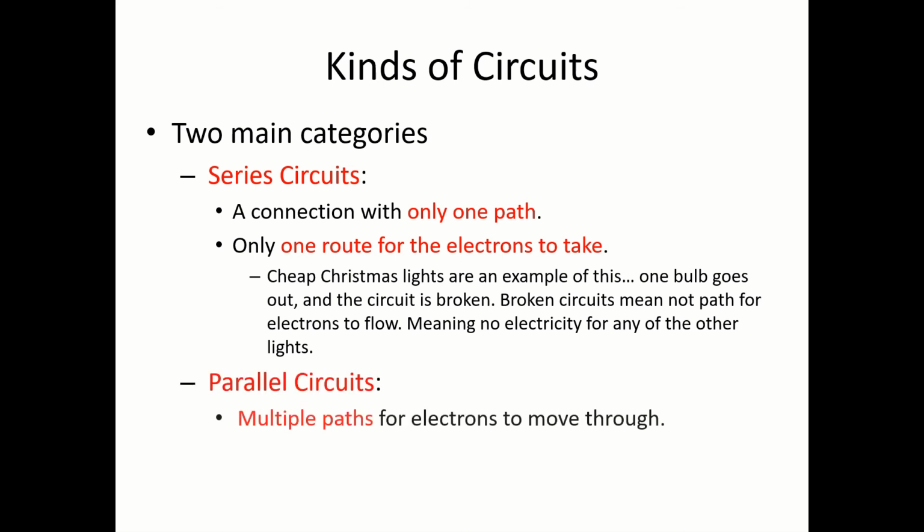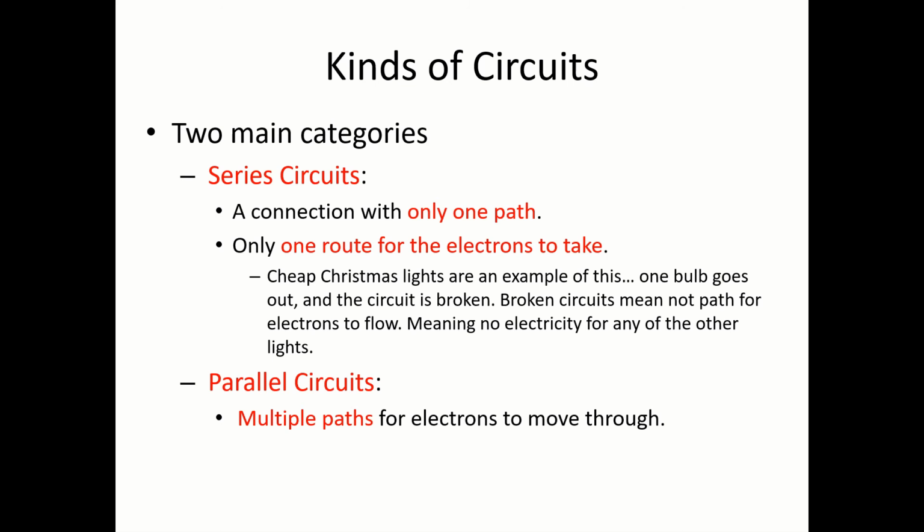Parallel circuits are the more expensive versions of Christmas lights that you can buy, where if a single bulb goes out, maybe just that bulb is out. Or if a single bulb goes out, only 3 or 4 bulbs might go out. Those parallel circuits contain multiple paths. Maybe each bulb has its own route from the voltage source to that one bulb and back.